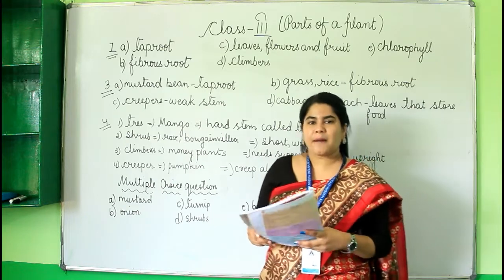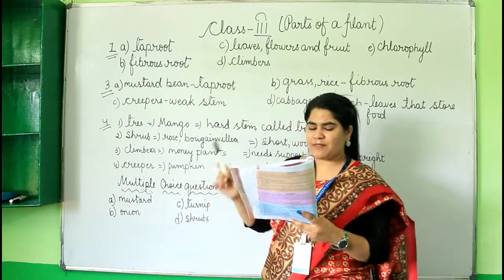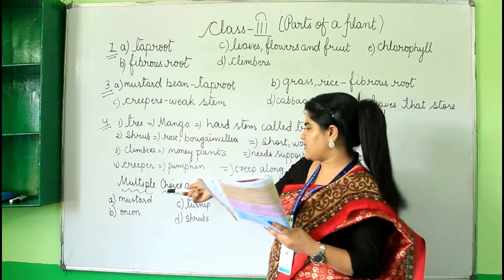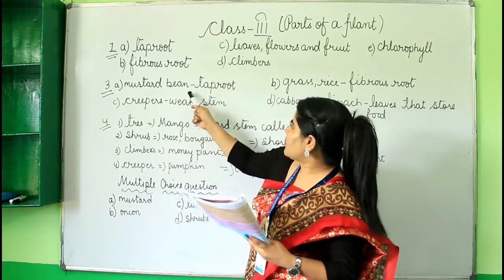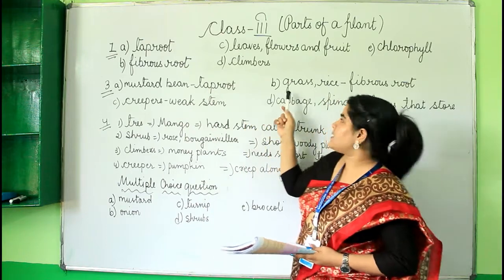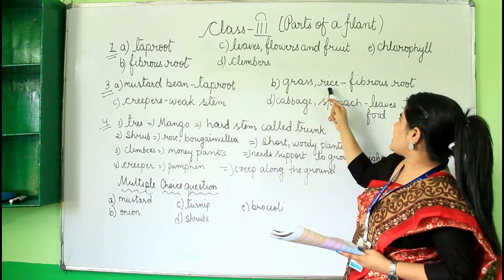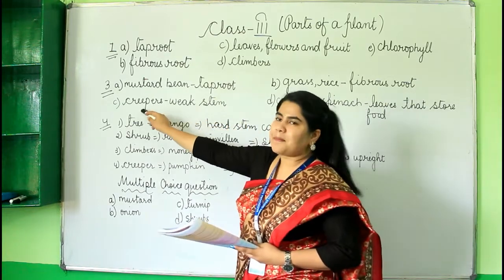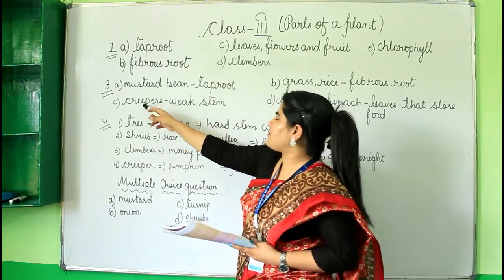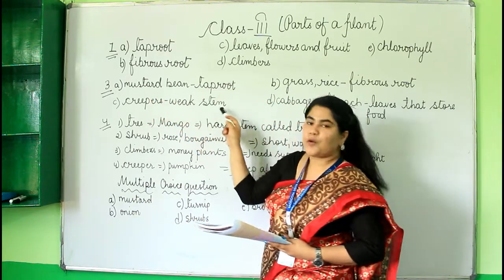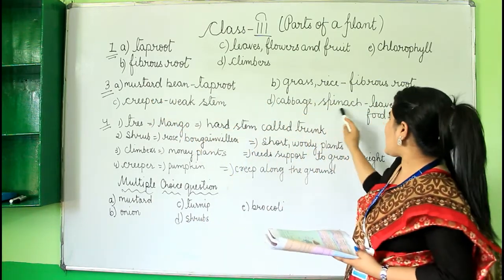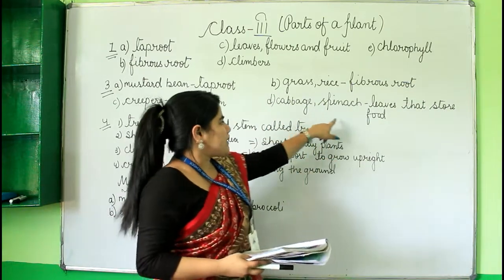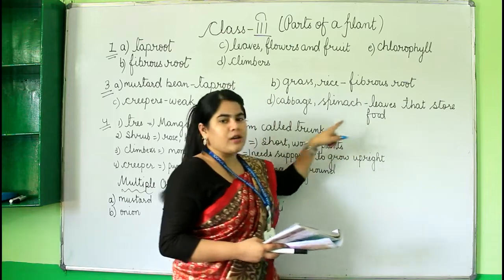Now question number 3, match the following. You have to match column A with column B. First one is mustard bean. Mustard bean is a taproot. Next is grass and rice. These grass and rice are fibrous root. Third, creepers. What is creepers? It is a weak stem. And the last one, cabbage and spinach are leaves that store food.